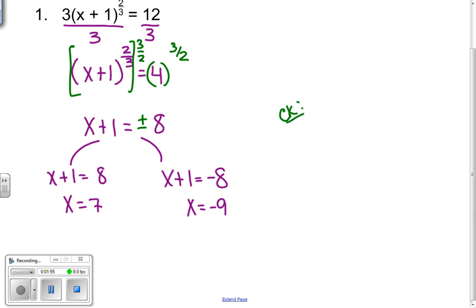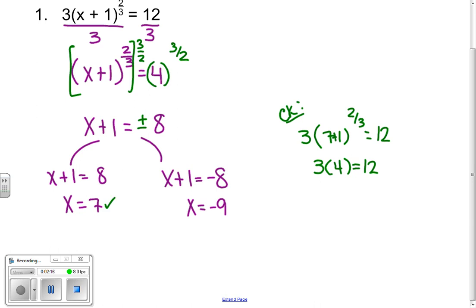So the first one I'm going to check is the positive 7. That means 3 times 7 plus 1, to the 2/3, should equal 12. 7 plus 1 is 8, and 8 to the 2/3 is 4. So we get 3 times 4 equals 12. Use your calculator if you need to, but that one does check.